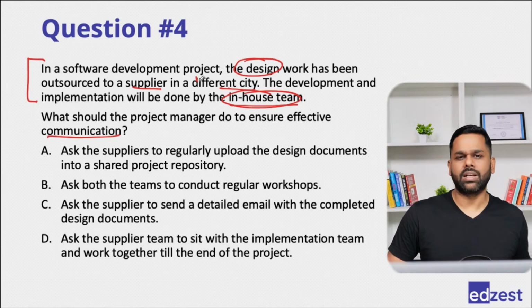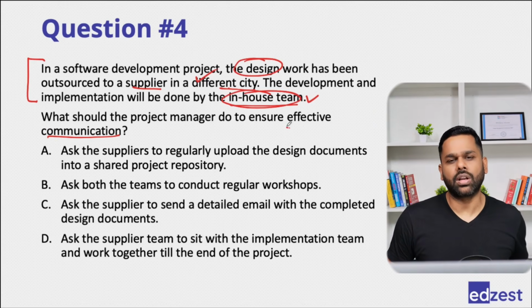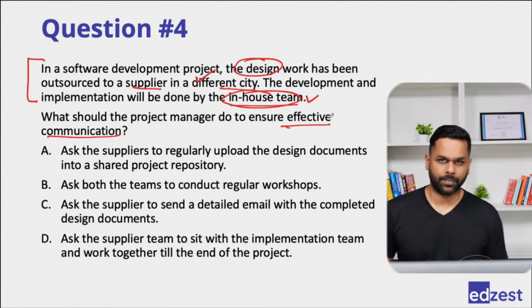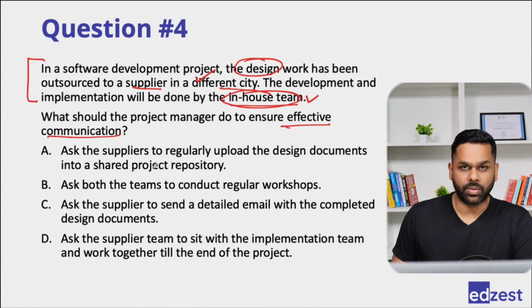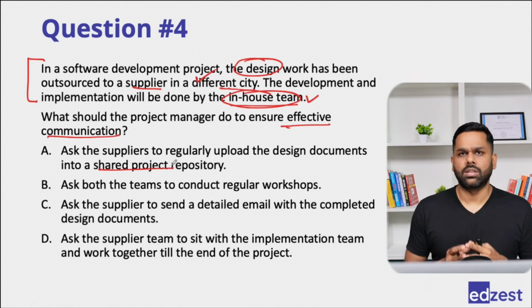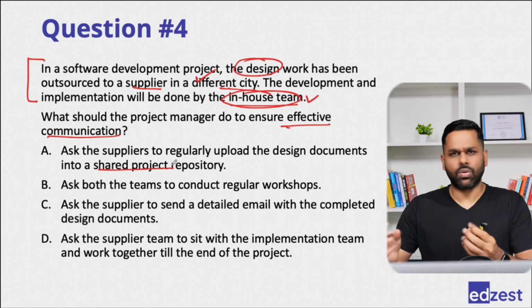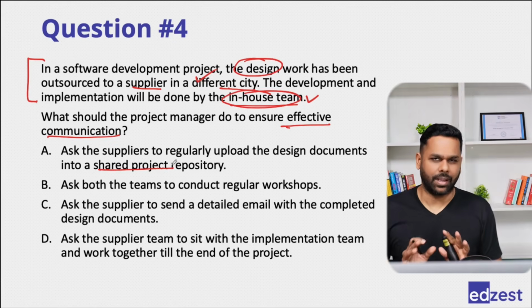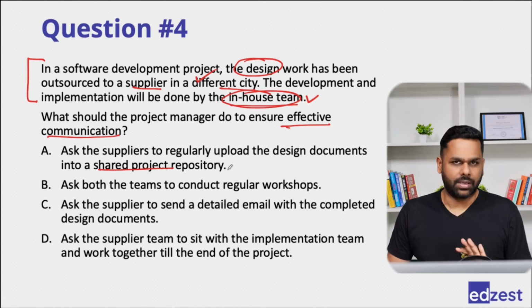So when the supplier is in a different city, and your team is in a different city, then how would you ensure effective communication? Let us see. A: Ask the suppliers to regularly upload the design documents into a shared project repository. It will help, right? So whatever the work the suppliers would do, they would upload it on a shared repository, maybe a Google Drive, maybe a OneDrive, anything. On a shared drive, they would upload it so that the team can access it.